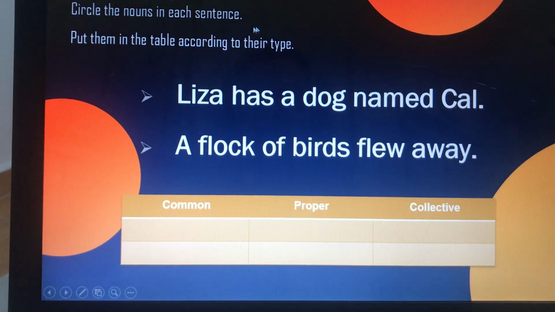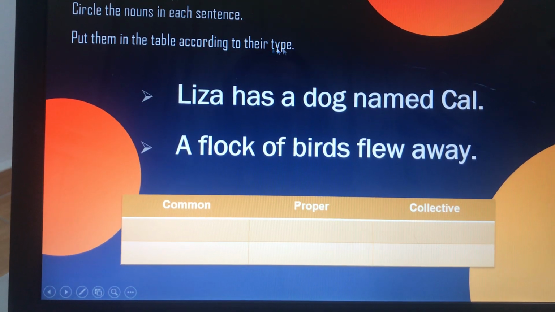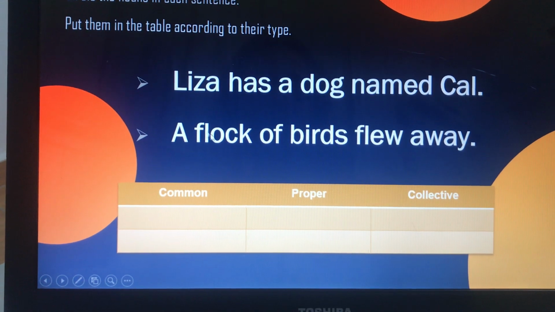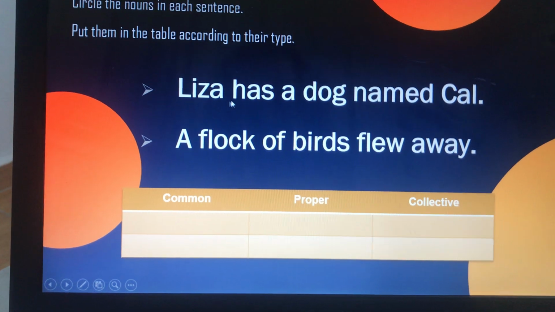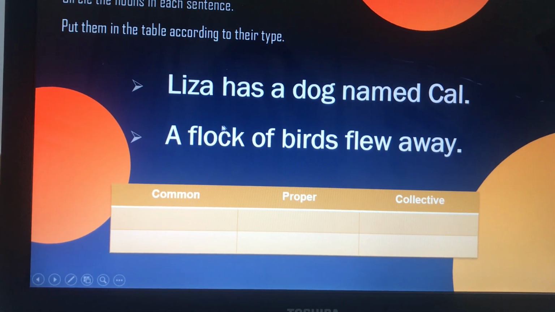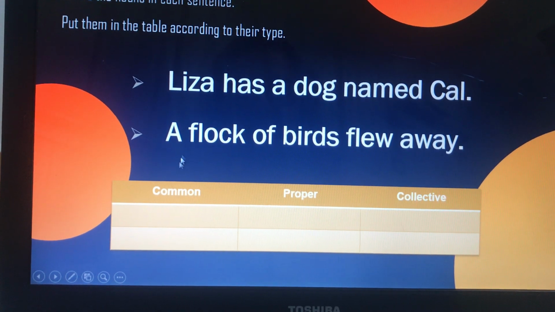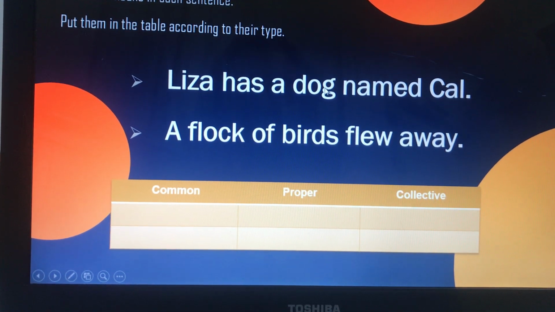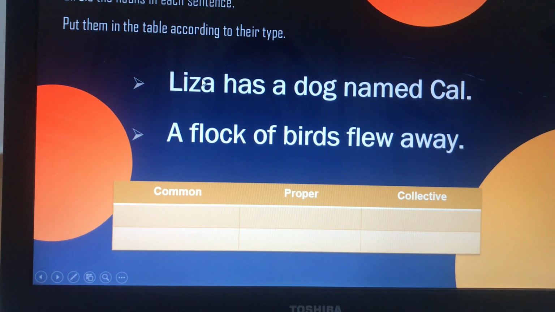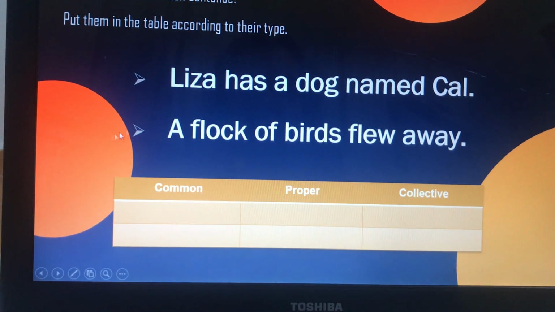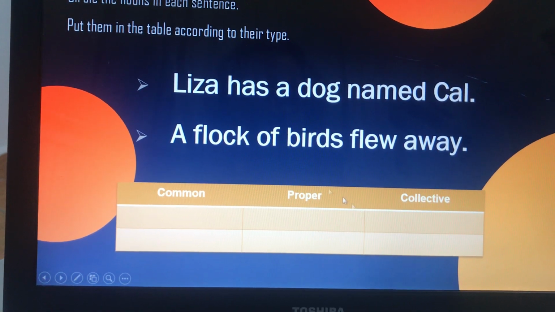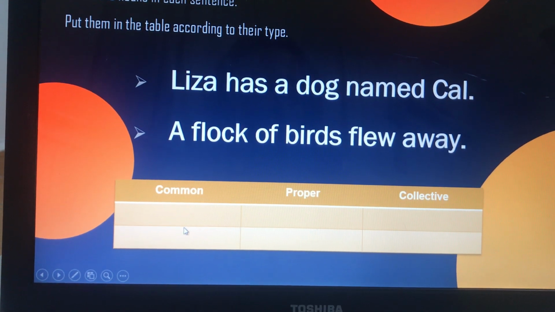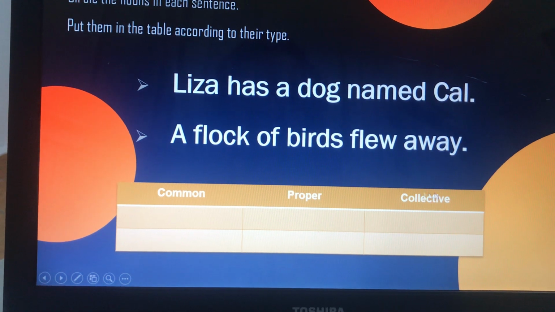Circle the nouns in each sentence, put them in the table according to their type. So we've done this a lot in class, so I will just briefly go over this. Lisa has a dog named Cal. A flock of birds flew away. So common nouns, dog, right? Proper, Cal, Lisa, right? These are proper nouns. Collective nouns, a flock is a collective noun. Birds is a common noun, okay?